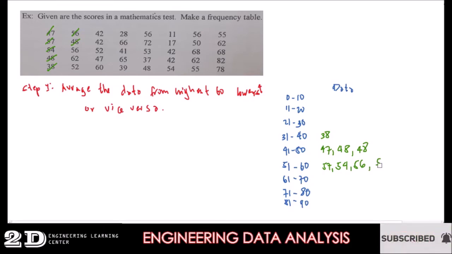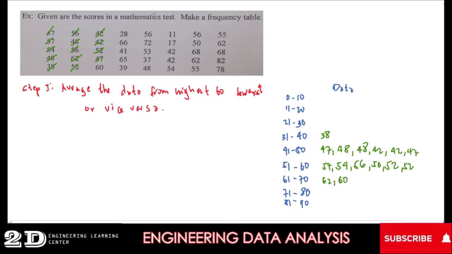We are getting farther from our screen. So this is 56. Then we have 62, then 52, and 42. Then another 42, then another 52. Then we have 47, then 60. Then we have 28, which is between 21 and 30. Then 66, between 61 and 70. Then 41, then 65.